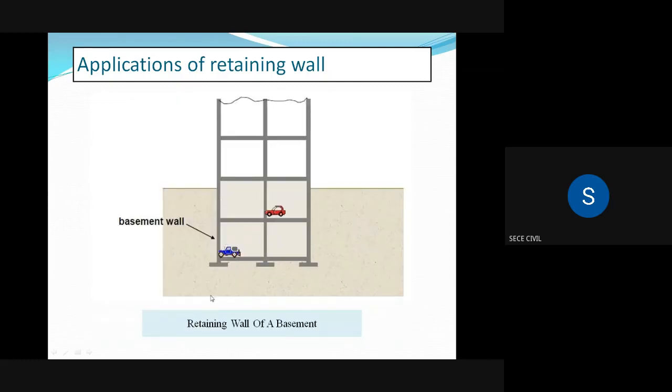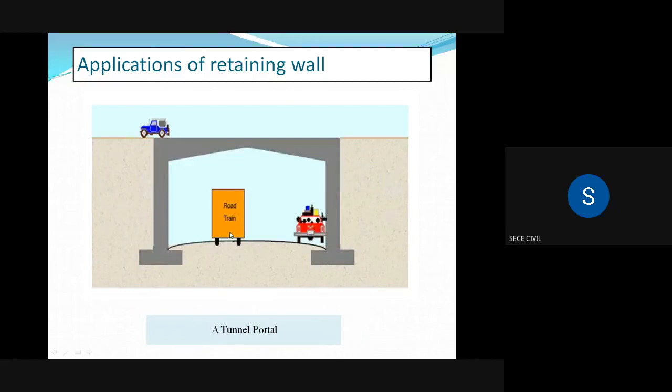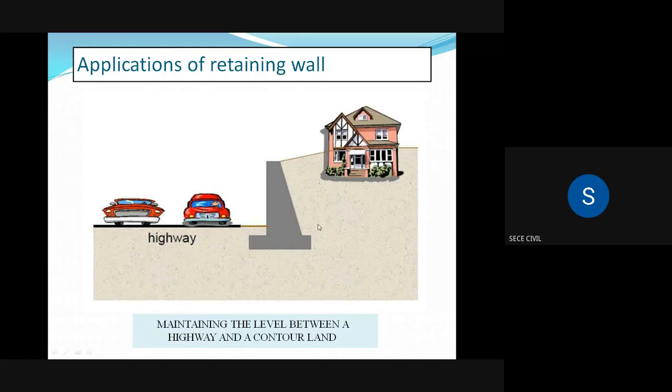We can also use a retaining wall as a basement wall. In many apartments or malls, they have underground parking, more than two levels, so they use a retaining wall as a basement wall. This is one more example, a retaining wall at a tunnel portal. Another application is maintaining the level between a highway and contour land. So this is a retaining wall on contour land.